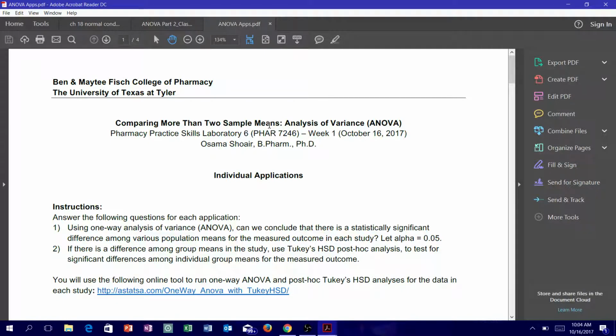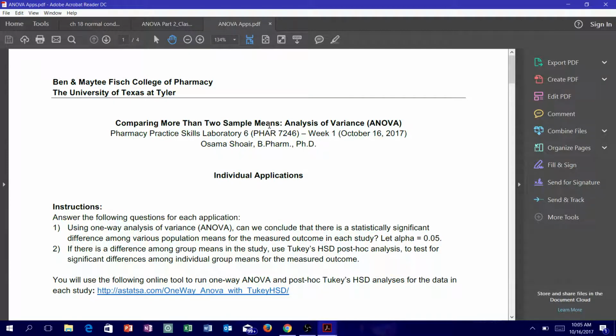Again, if there is no difference between the means in the study, there is no reason to go beyond that and run any further analysis, Tukey's test. If there is a difference between the groups, then the next step would be to run the pairwise comparisons between individual groups using Tukey's and tell me which specific groups are different. Like if we have A, B, C, D, which ones are significantly different from each other. I'll show you a quick example about the tool.